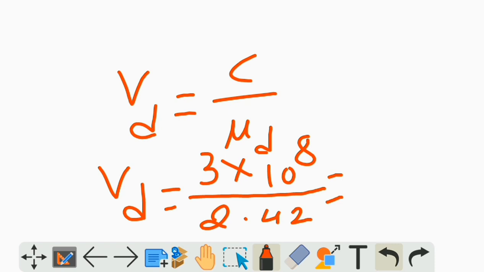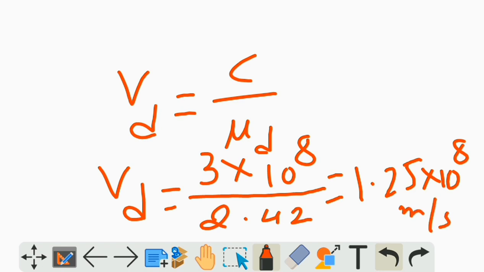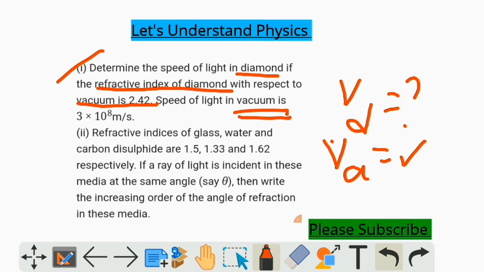You will get the value as 1.24 into 10 to the power of 8 meter per second. This is the speed of light in diamond. Understood? Now let's see the second question.